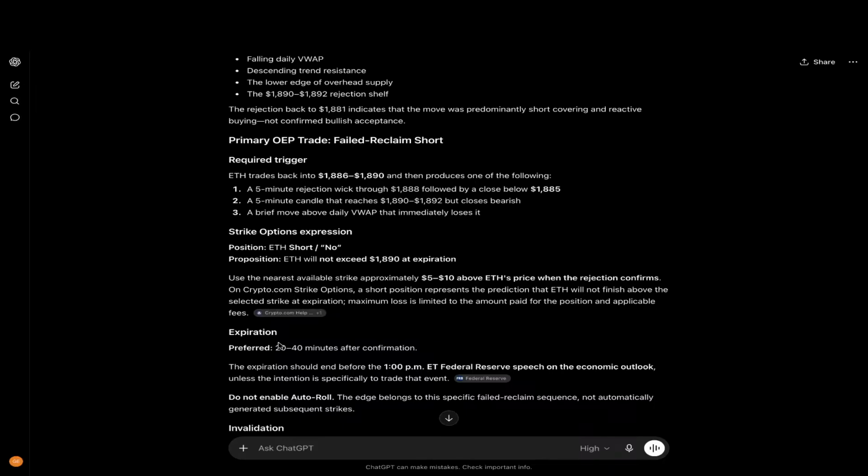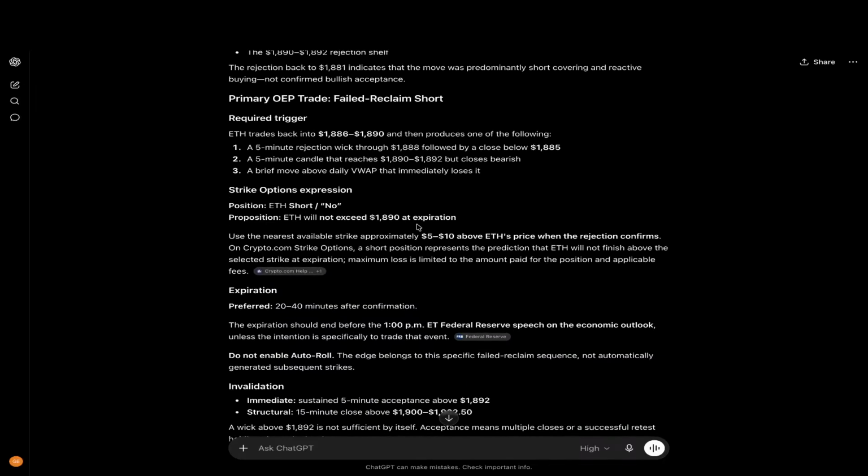Now, there is an expiration on this particular setup in this time frame. So 20 to 40 minutes after confirmation of your trigger, you need to be looking at something different. You need to be refreshing your data. You need to be putting more data into your large language model in order to understand what should be done in this moment and what has happened since the prior analysis.